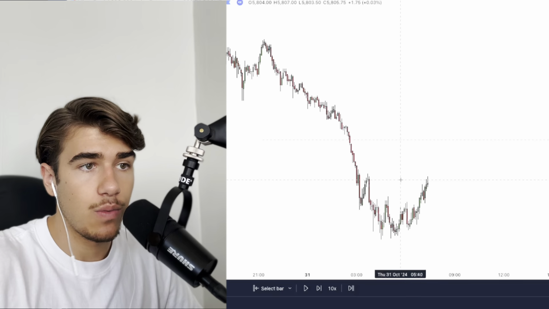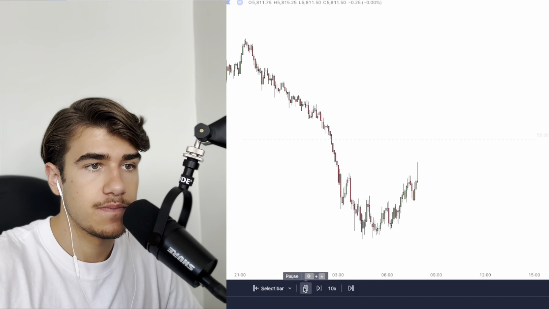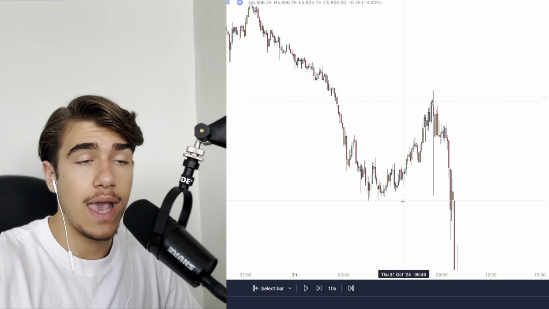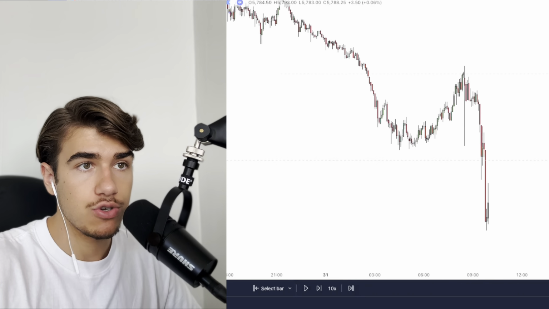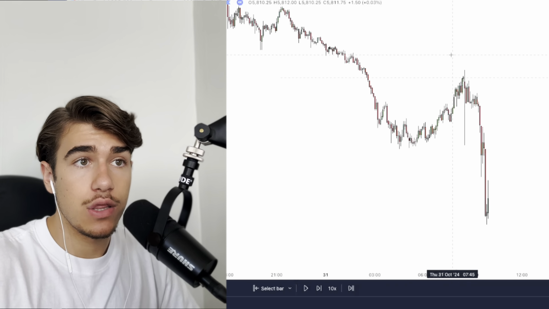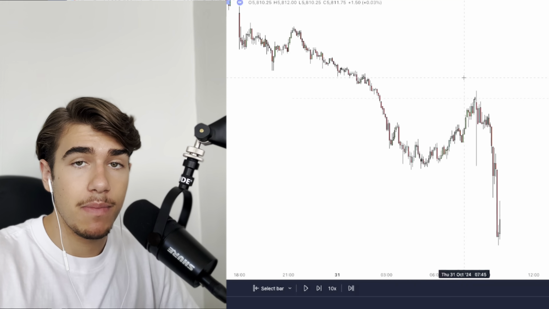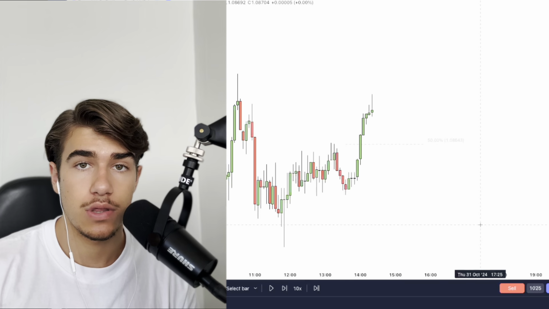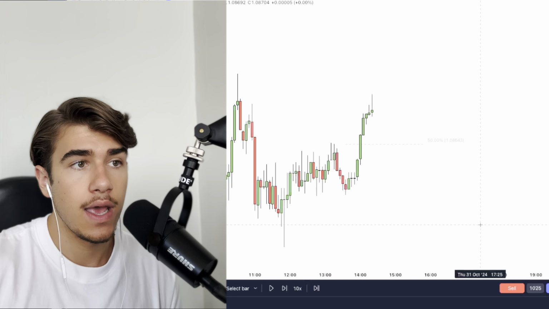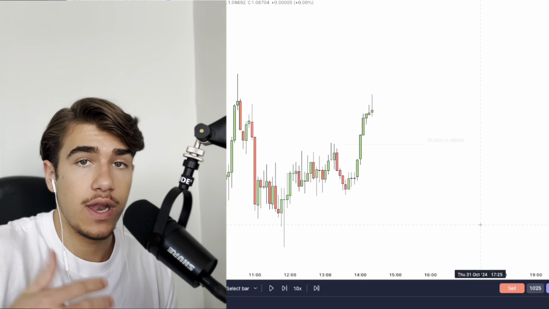So let's see exactly what happens with this pullback here. And as you can see, price barely tapped premium and then it continued the beautiful downtrend. The only reason why I knew that the pullback may end right here is because I understand how premium and discount works. Now, premium and discount is not only relevant to figure out when a pullback is going to end, it is also very, very useful on an intraday basis.